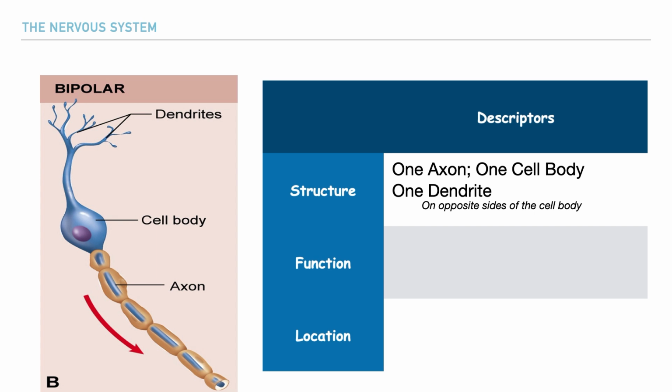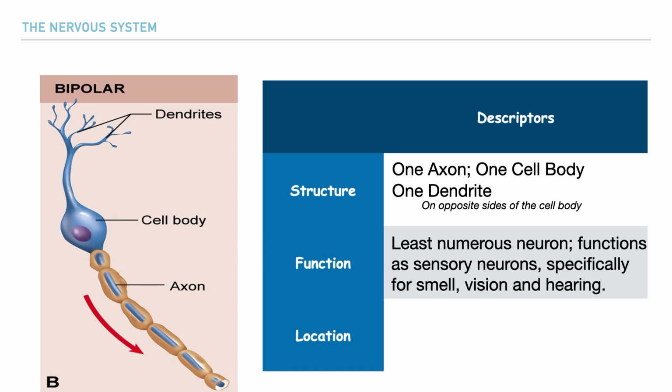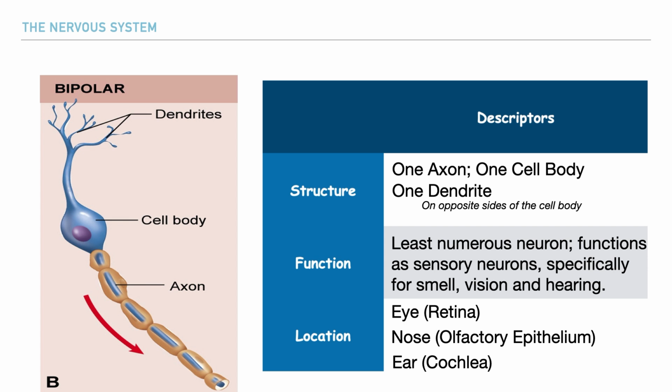So now that we've got our structure covered, let's talk about function. Our bipolar neurons are the least numerous of the neuron types, and they function primarily as sensory neurons. In other words, they're responsible for helping us to detect various senses, such as smell, vision, and hearing. And so because of these, we're likely to find bipolar neurons in the eye, specifically the retina, the nose, namely the olfactory epithelium, and the ear, specifically the cochlea.